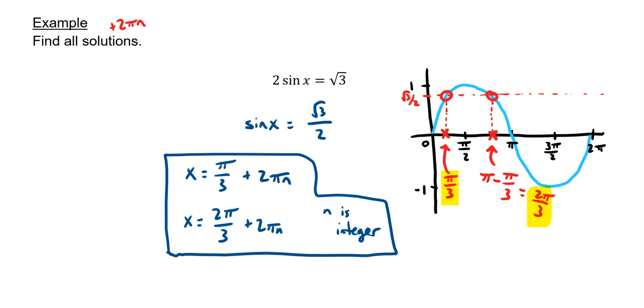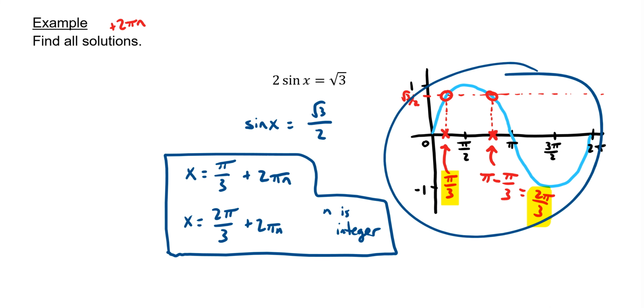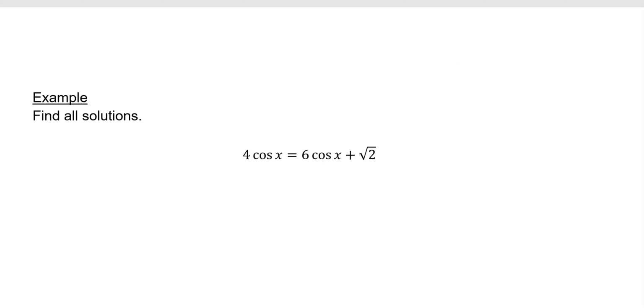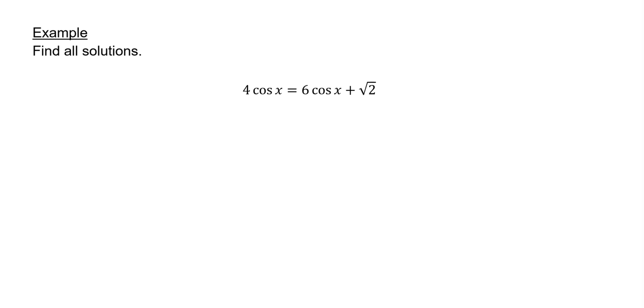Right, so most of these questions look something like this. You first solve for the trig function, then you draw a graph, figure out what quadrants your answers are in, and then figure out, is it all solutions or just over the interval? So let's see another one. Find all solutions. 4 cosine of x equals 6 cosine of x plus radical 2.